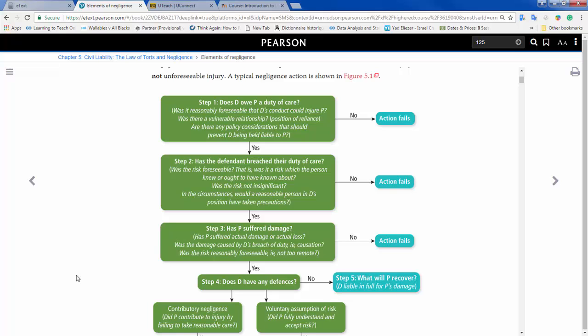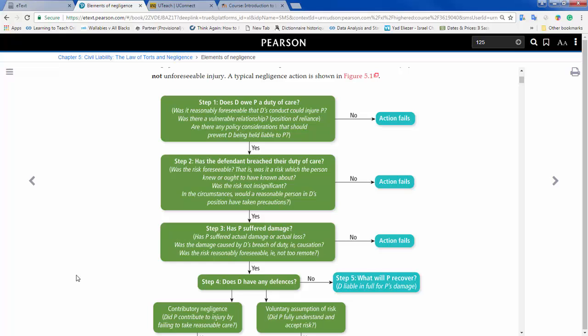So this is what we call double negation, as if you're saying, was the risk significant? Usually in legal writing you'll find that they use a lot of double negation. So we would ask, was the risk not insignificant? The last question asks us, in the circumstances, would a reasonable person in this position have taken precautions? So these are the questions we need to ask to establish breach of the duty of care.